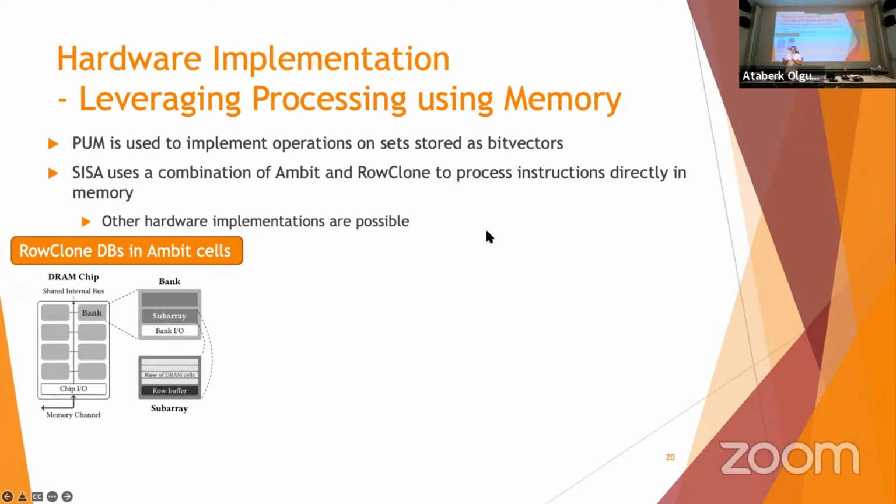How does RowClone work? Well, if we need to copy within a subarray, we just use the row buffer to do so. If we need to copy between two subarrays or between different banks, then we use the fact that the internal bus is shared, set the source to read mode and the destination to write mode, and then the data is transferred within the DRAM chip.